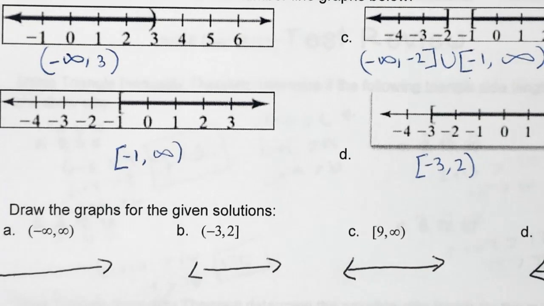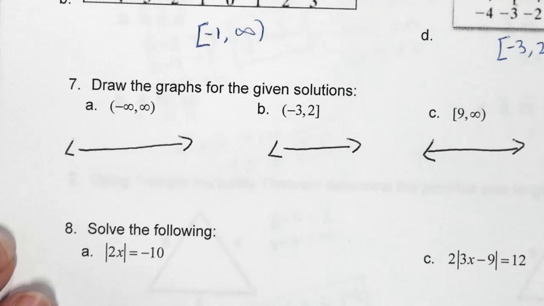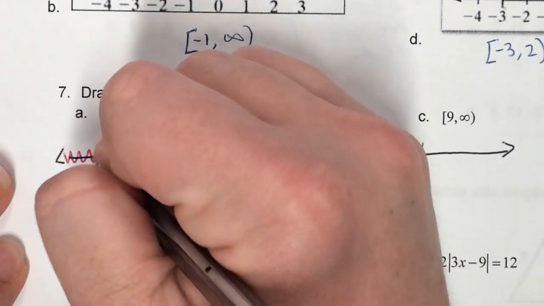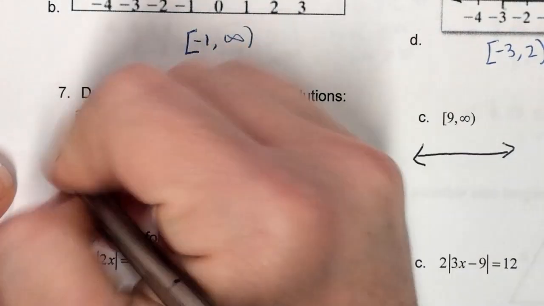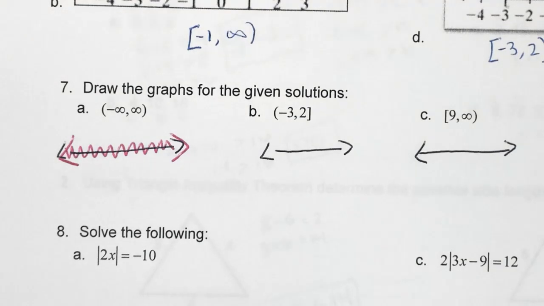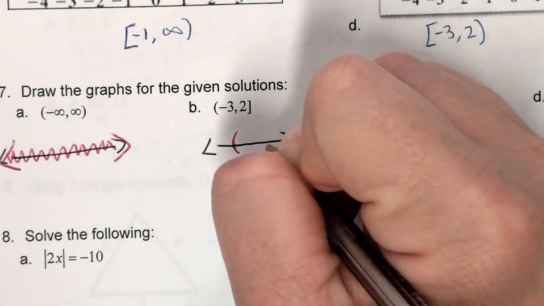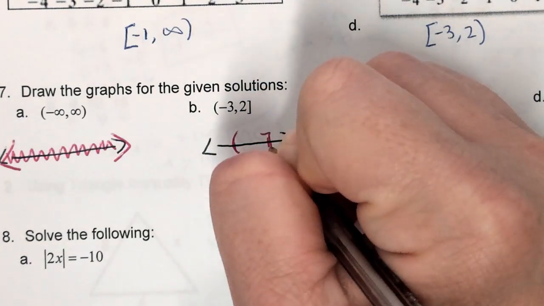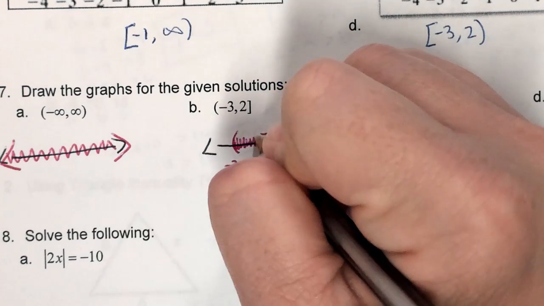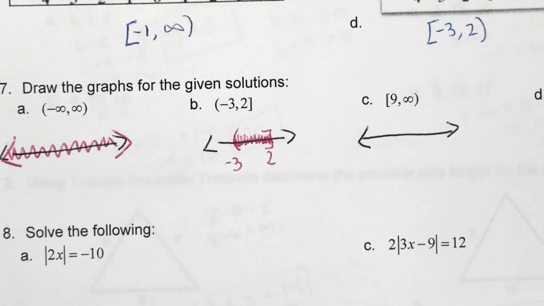Okay, number 7 gives us solutions in interval notation, and it says to draw it. So negative infinity to positive infinity is just all real numbers, meaning everything. So it's everywhere shaded. Here's at negative 3 with a parentheses, and positive 2 with a square bracket, and everything in the middle is shaded.